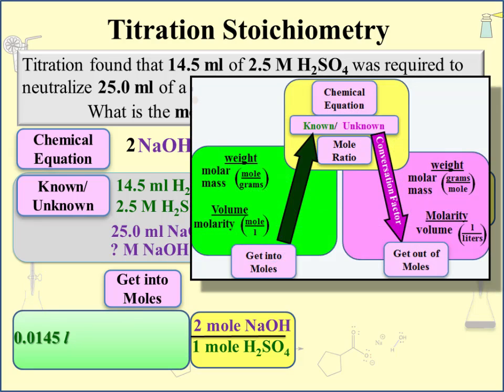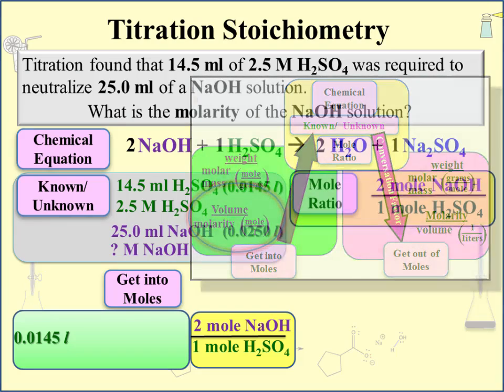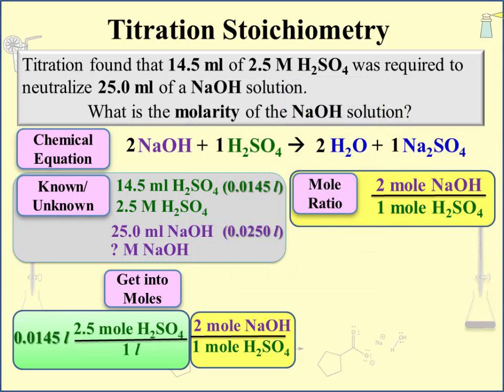In the stoichiometry problem-solving lecture, we developed a graphical representation for getting into moles, mole ratio, getting out of moles. When getting into moles from volume, use the molarity oriented with liters in the denominator. Insert the 2.5 moles of sulfuric acid per liter, such that liters cancel out. This orientation also allows for moles of sulfuric acid to cancel out, leaving moles of sodium hydroxide. But moles are not asked for.